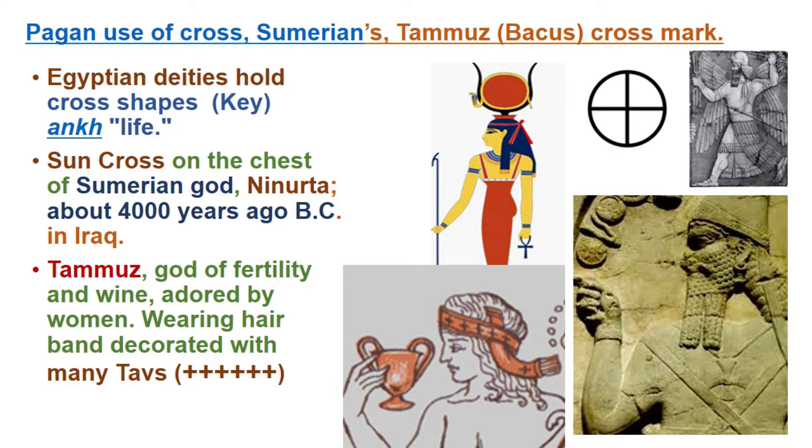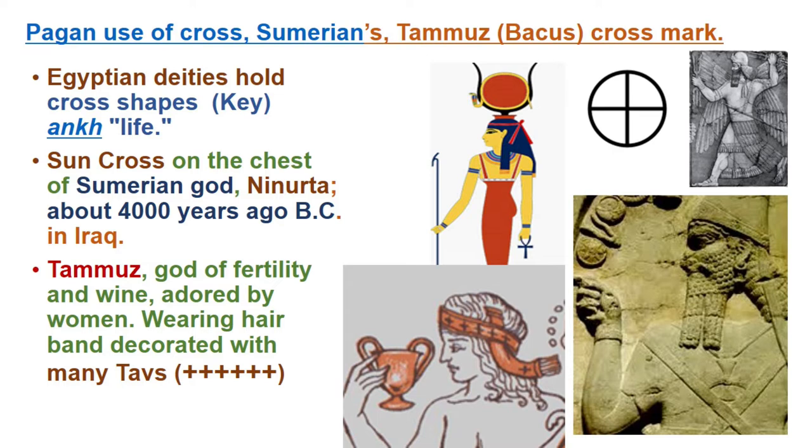Okay, you see, there's a picture of Ninurta, Sumerian god, Sumerian supreme god, god of farming, god of war, god of everything. Ninurta existed about 4000 BC, in Iraq. A cross mark pendant was found on him. This is the concept of a pagan god.